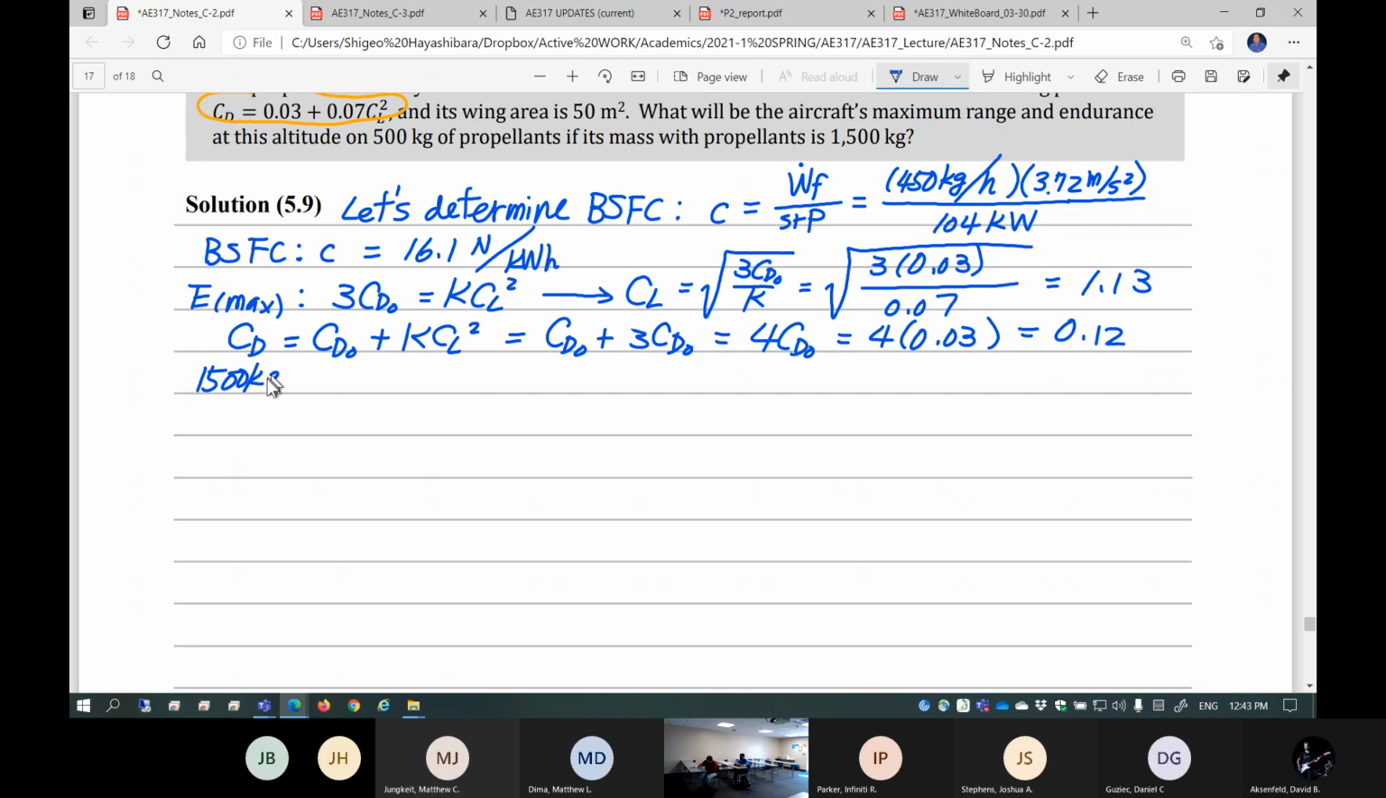So let's say 1,500 kilograms multiplied by the gravity of Mars, 3.72 meters per second square. This is going to give you 5,580 Newtons. This is the initial weight. Final weight is what? You use up all the propellants. Yes, 5,580 Newtons, that's right. This is the initial weight.